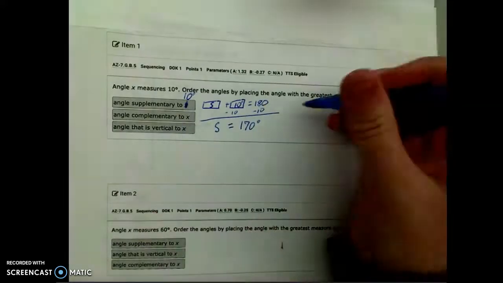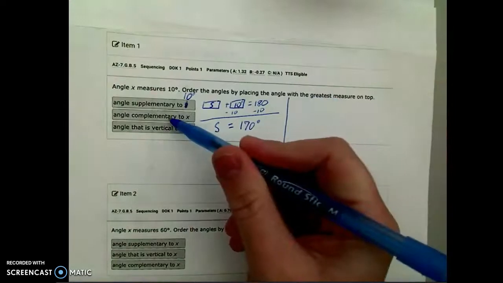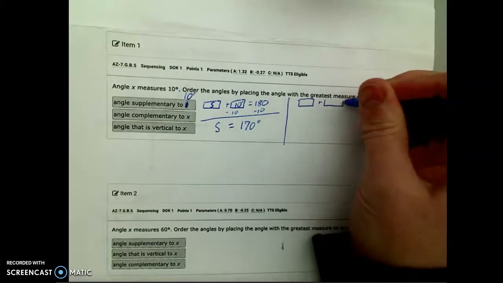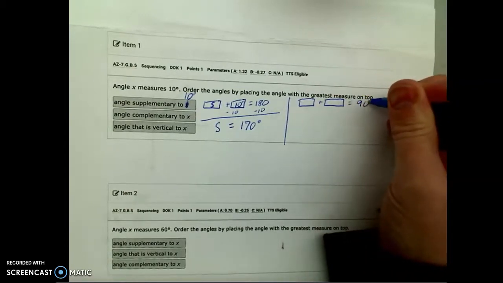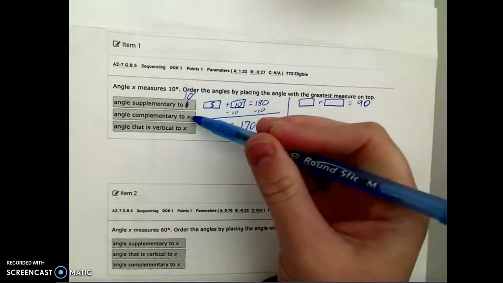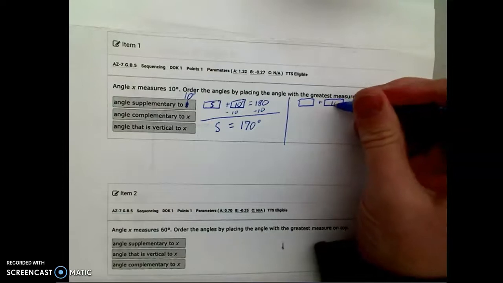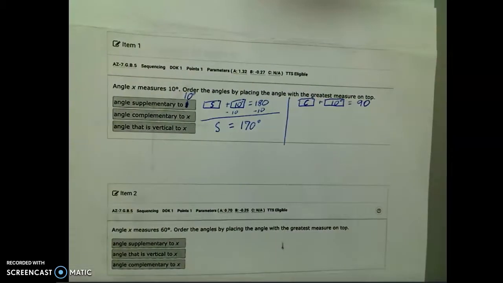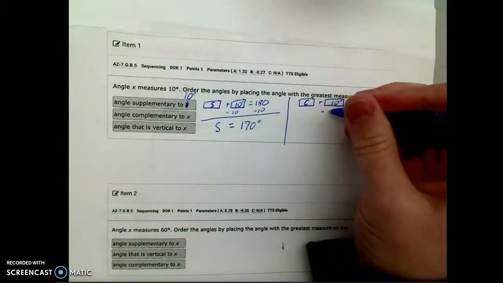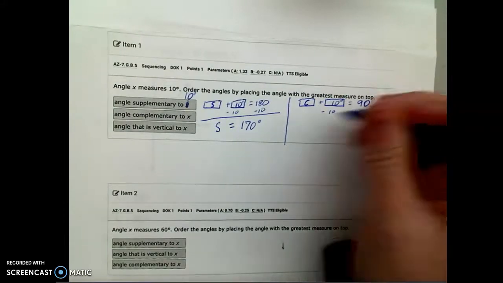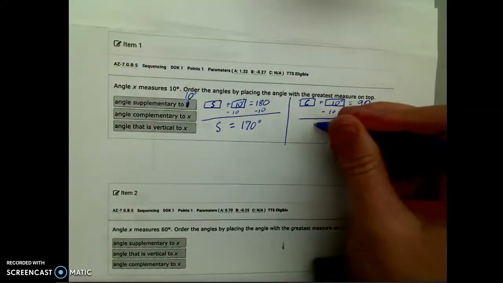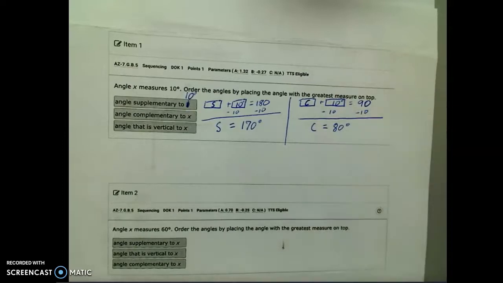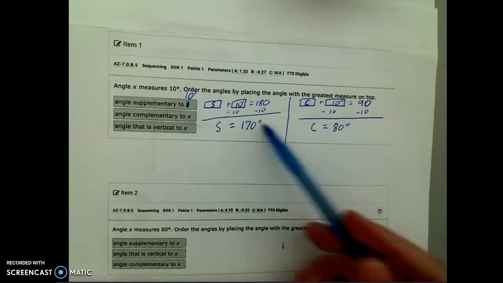Well, now let's do the next one. Draw a line right here. Complementary angles are two angles that add up to 90. They are complementary. Again, our first angle is that 10 degrees, and I need to find out what the complementary angle is. And we solve it the same way. I minus 10 on both sides of the equation, and I am left with the complementary angle is equal to 80 degrees. Awesome. We have the first two angles figured out.